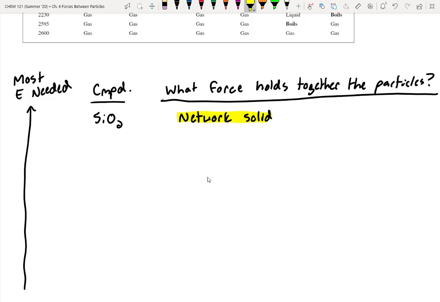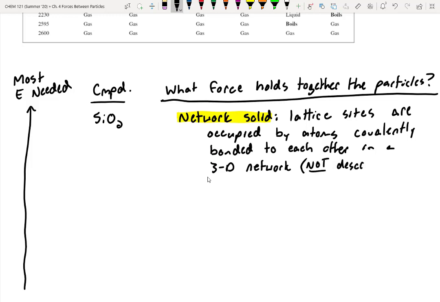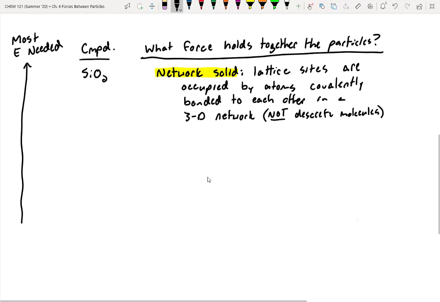And this is going to be one of our new terms, so I'm just going to highlight it. A network solid is basically saying that the lattice sites are occupied by atoms covalently bonded to each other in a 3D, sometimes 2D network. And these are not discrete molecules, meaning there's not going to be little SiO2 molecules floating around in space. It's just a big three-dimensional spider web of silicon and oxygen.